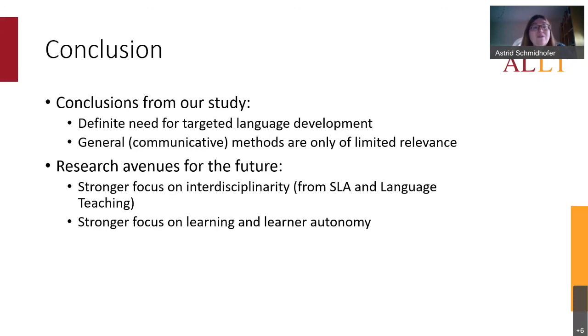One of them is that there should be a stronger focus on interdisciplinarity to neighboring disciplines that would be very important to inform TILT, which would be SLA and language teaching. And it would be interesting to explore more the area of learning and learner autonomy. Because as I've said before, up to now, this focus has been rather on teaching, on what teachers can do in the classroom, than on learning.